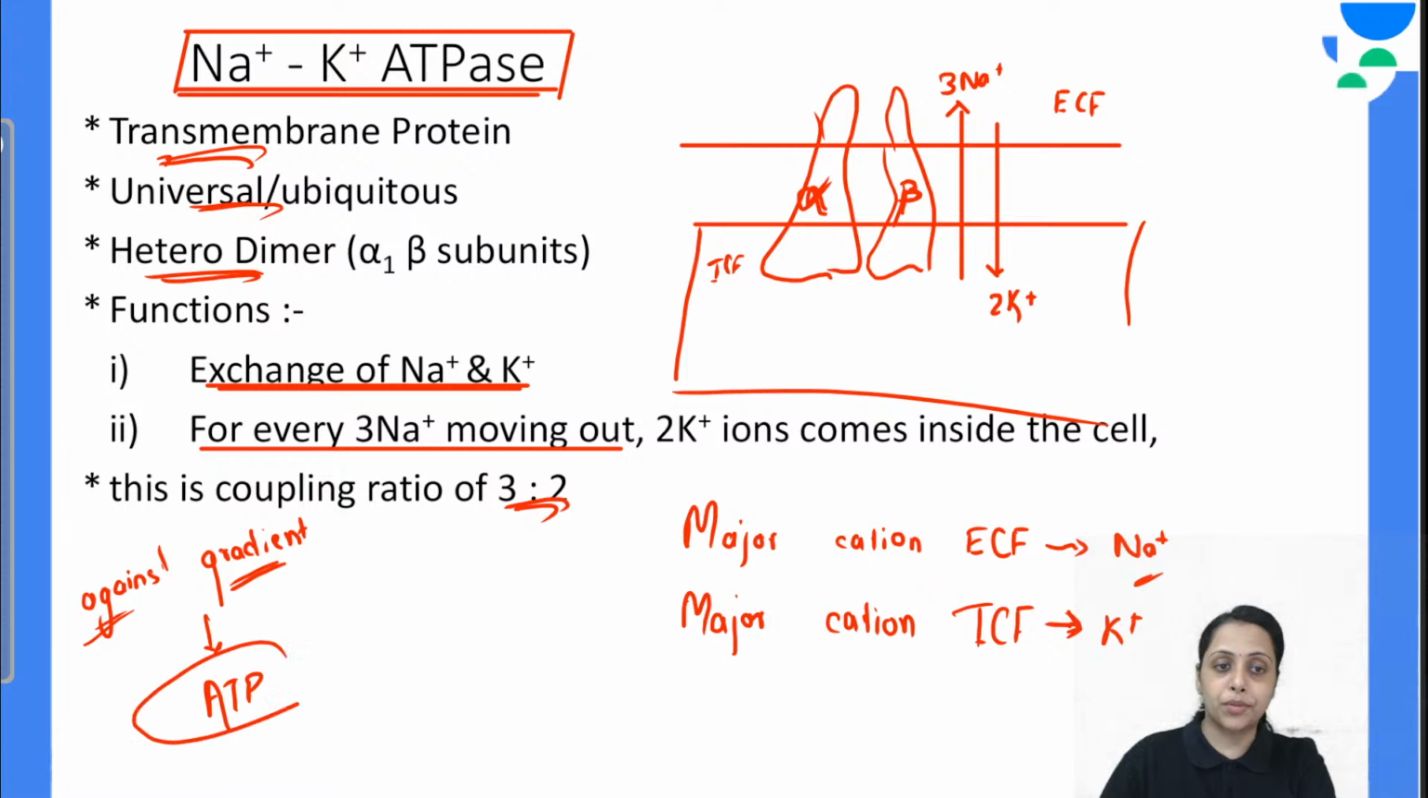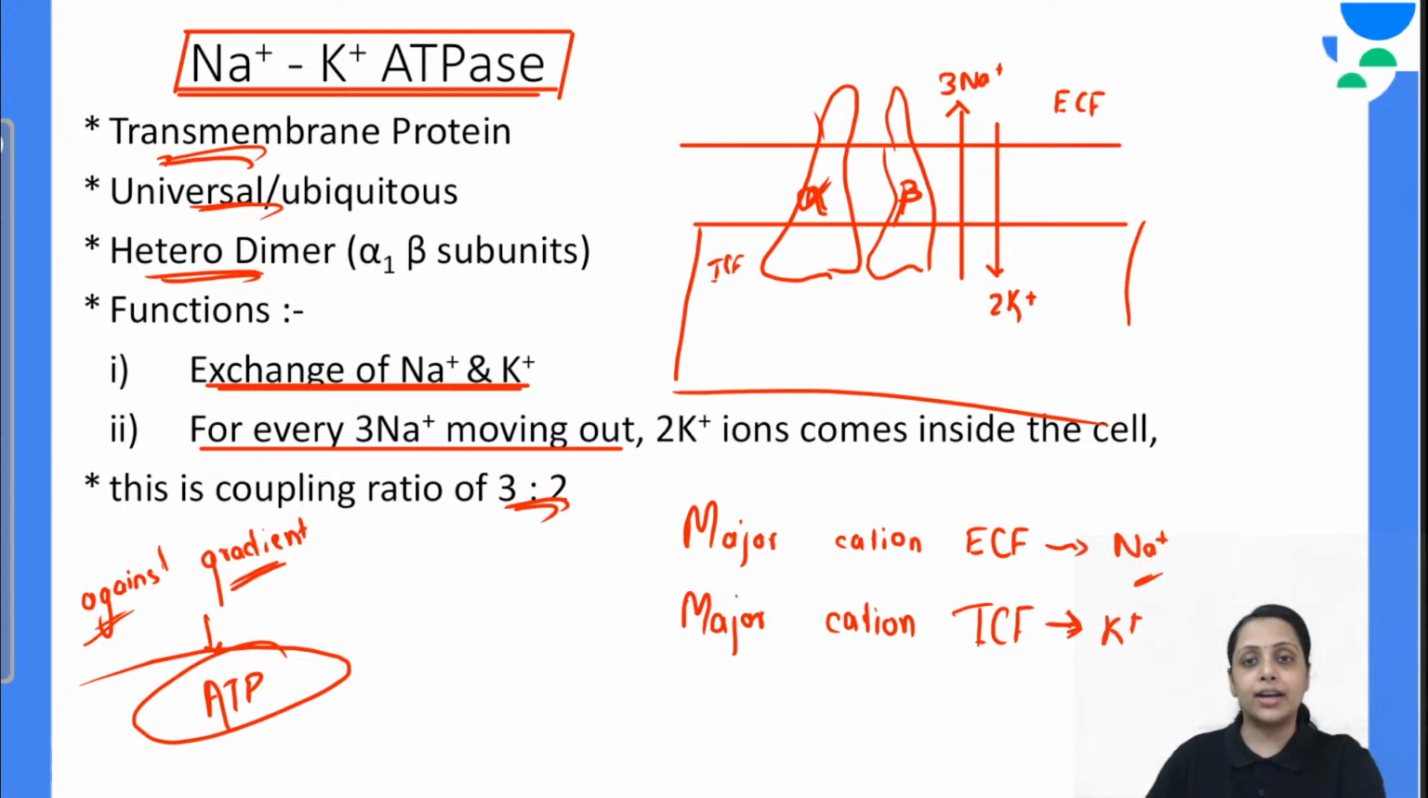Is this clear with everybody? Do reply fast. Is this clear? Is this point clear with everyone? Shall we proceed further?